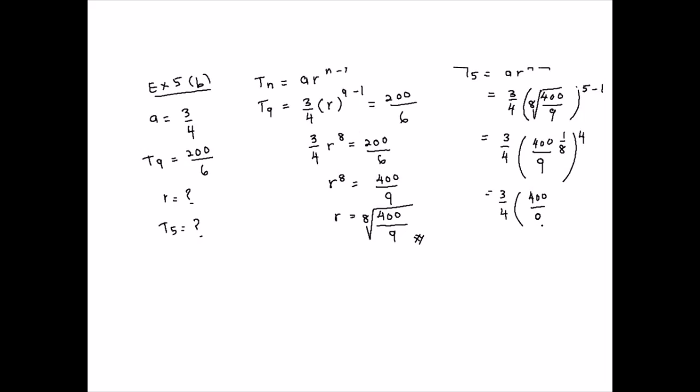And later on, we can simplify the power. 1 over 8 multiplied by 4. Okay, right here we apply the rule for index. 1 over 8 multiplied by 4. Simplify. We get 1 over 2. 1 over 2 is actually square root. So you can calculate the value of square root of 400 over 9.